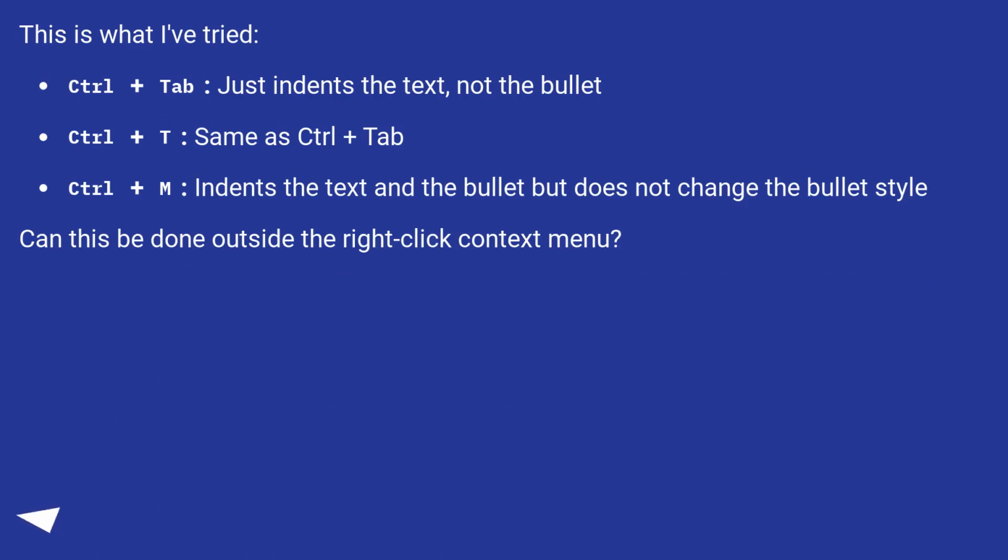Ctrl plus Tab just indents the text, not the bullet. Ctrl plus T, same as Ctrl plus Tab. Ctrl plus M indents the text and the bullet but does not change the bullet style. Can this be done outside the right-click context menu?